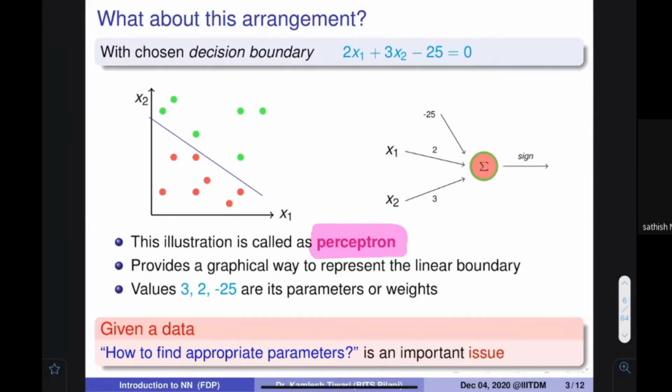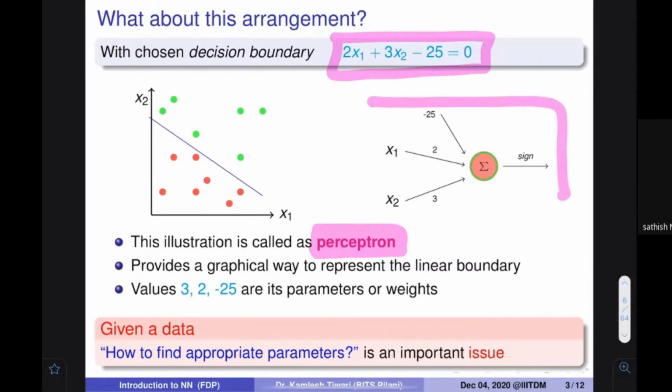What is a perceptron? It's a linear decision boundary, because we have used this particular thing. This was the linear decision boundary. We have used it to find out the classification of the new points. So it is a linear decision boundary. Make sense, everybody? So what is a perceptron? Perceptron is a linear equation, a linear decision boundary. So this is what the perceptron is.